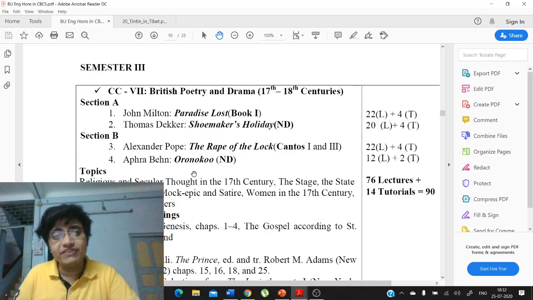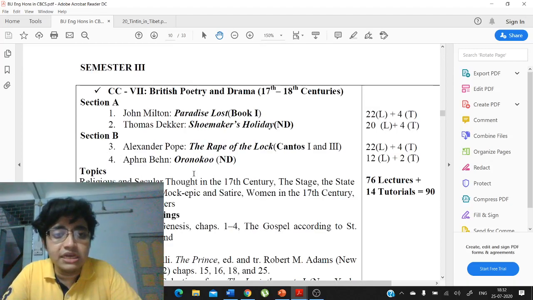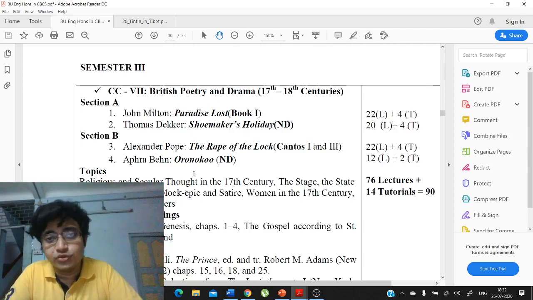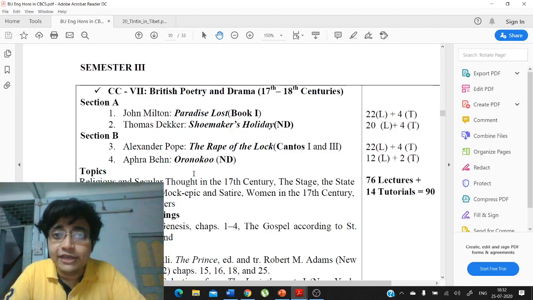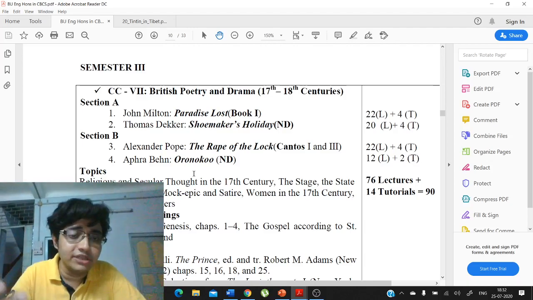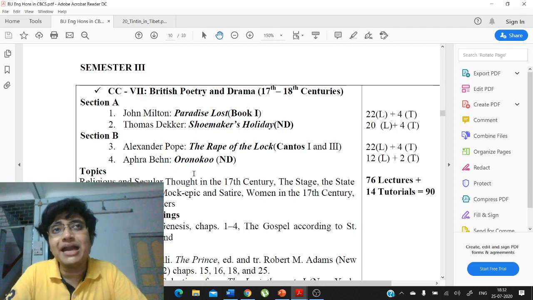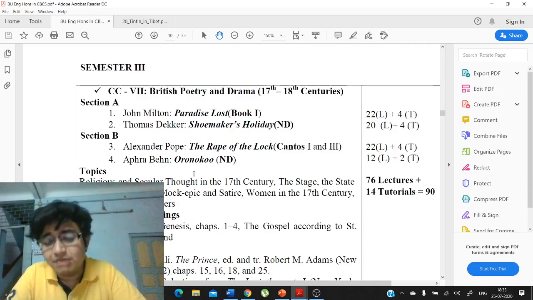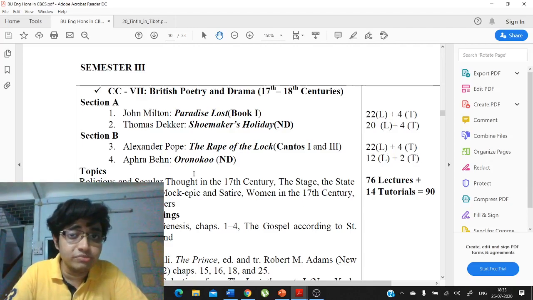Moving on to CC7. Remember, CC7 is a canonical British literature paper. It's a British poetry and drama paper on 17th and 18th century British literature. There is John Milton's Paradise Lost, a famous epic, which is a very loaded text. I will call it a multi-layered British epic. You have to devote a lot of time to understand its multiple layers, to know about the character of Satan, and to know the background of this epic: Milton's time, the Restoration period, the socio-political background. These things become very important in discussing the text of Paradise Lost.